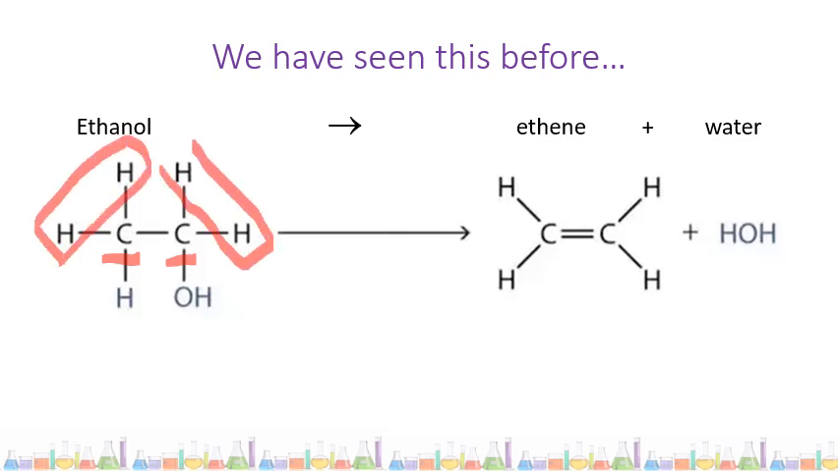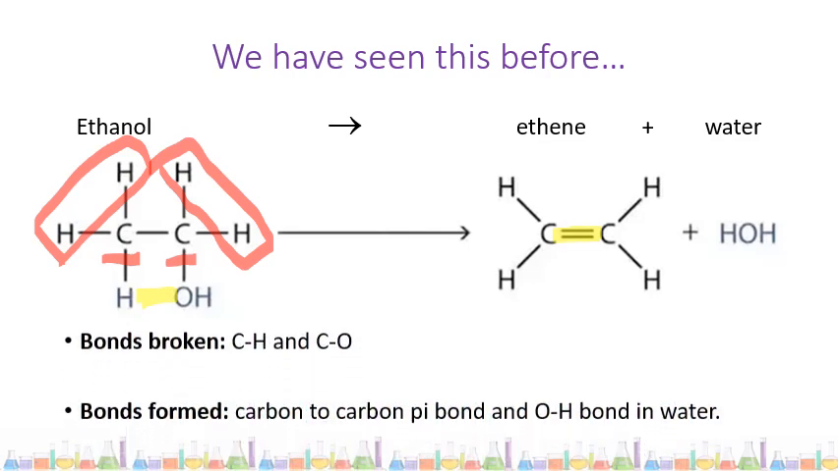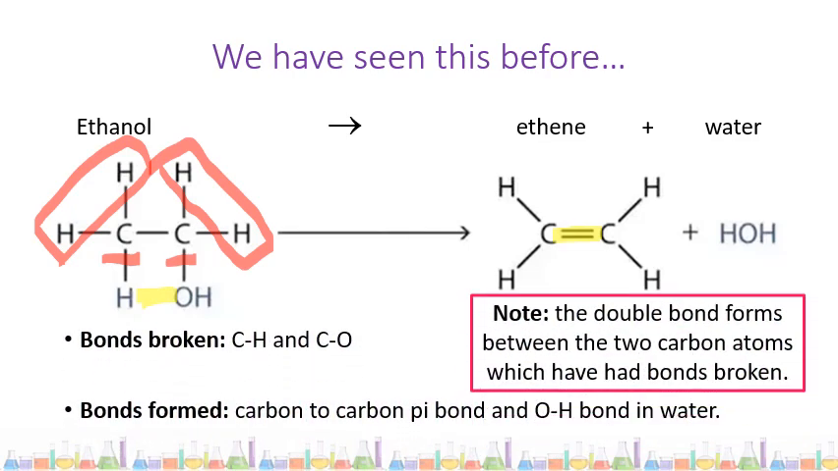In order to satisfy the octet rule and to fill the bonds it needs to, carbon must have 4 bonds. So what it's going to do is form a double bond between the 2 carbons where bonds were broken. We've also got a bond forming between hydrogen and oxygen here to form water. Notice how the double bond forms between the 2 carbon atoms which have had bonds broken in order to complete the 4 bonds that carbon must have.